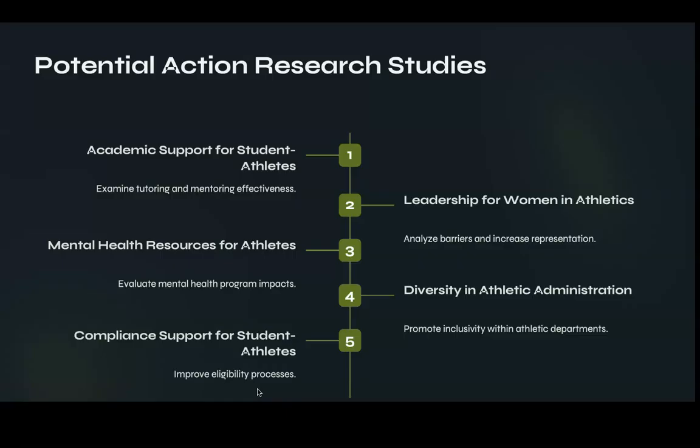Mental health within the collegiate athletic space has become a very popular topic for people to talk about, and just evaluating how mental health support programs affect athletes' academics and athletic performance, because it's all twofold. Increasing diversity in athletic administration at HBCUs, investigating strategies to promote inclusivity and diversity within the athletic department, and then optimizing compliance and eligibility support for student athletes. So, assessing the effectiveness of current compliance measures and developing interventions to improve eligibility processes.